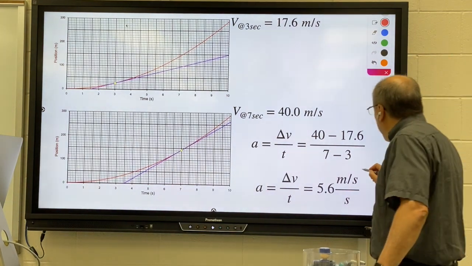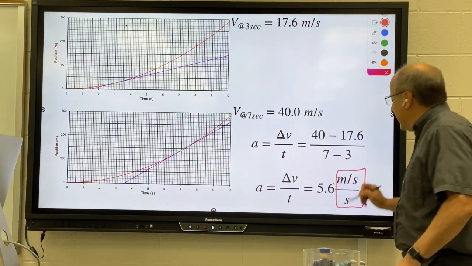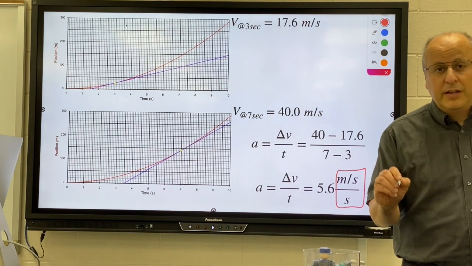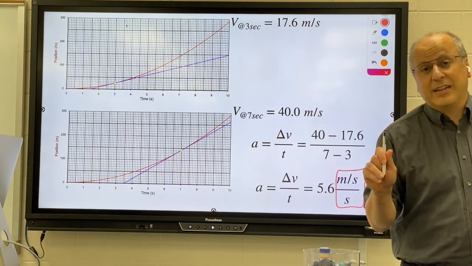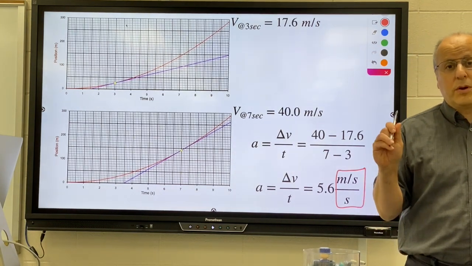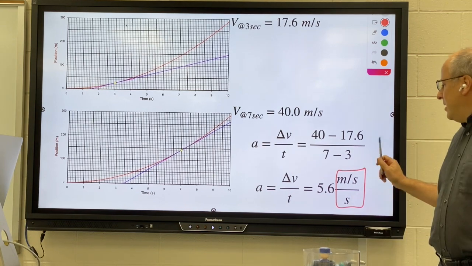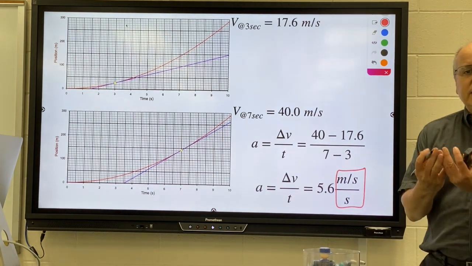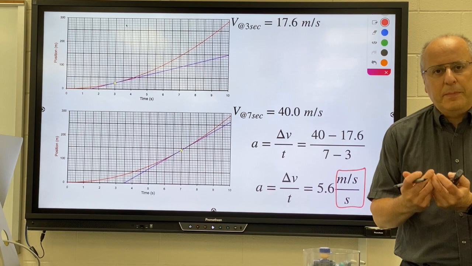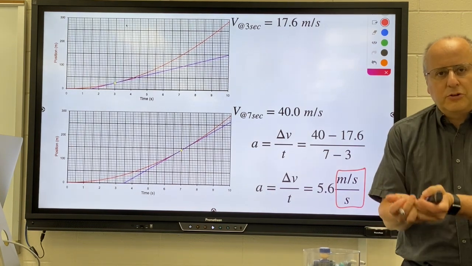I'd like to emphasize at this time that this is the preferred, in fact it is the international standard for acceleration. Anytime we're doing any serious scientific work, we should be measuring our accelerations in meters per second squared.